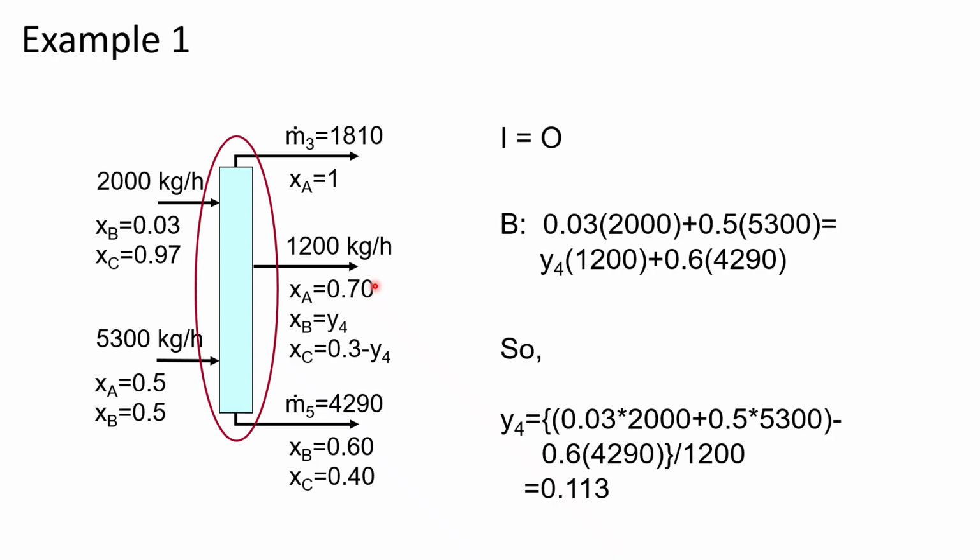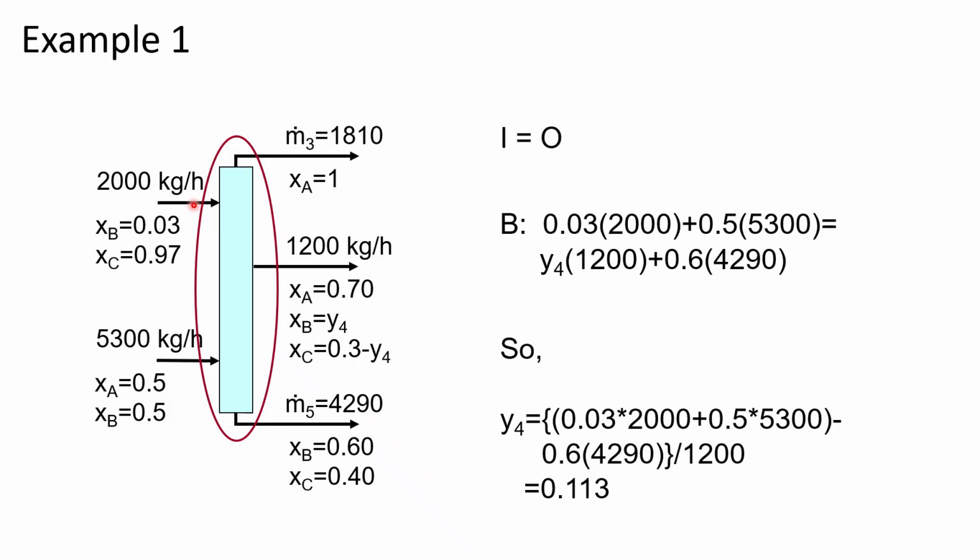The values we calculated for m dot 3 and m dot 5, m dot 3 of 1,810 and m dot 5 of 4,290, we've put into the process flow diagram over here on the left. If we look at what's left to solve for, all the variables that we haven't calculated in the diagram here, we see there's only one left, y4. So we're just going to continue to write our mass balances, and the very next species that we can write a balance for is species B, component B.